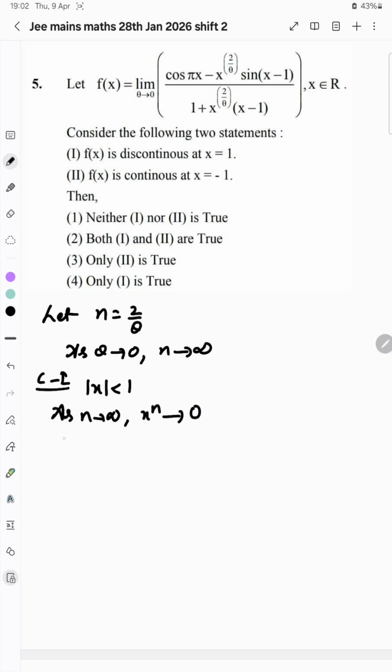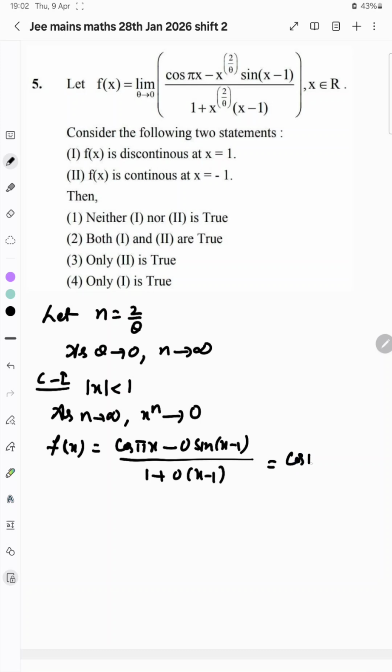Now what about the function value exactly? Substituting here, we get cos πx as it is, minus x^(2/θ), which is 0, into sin(x − 1), by the denominator 1 plus 0 into (x − 1). This term is 0 and this term is 0, so we get only cos πx. That is f(x) in this case.